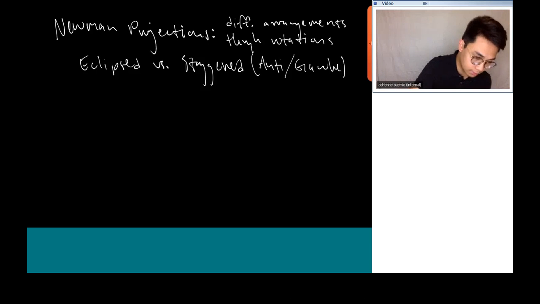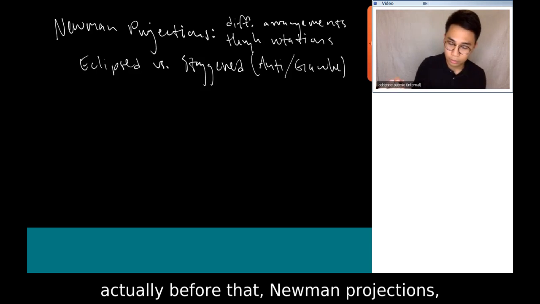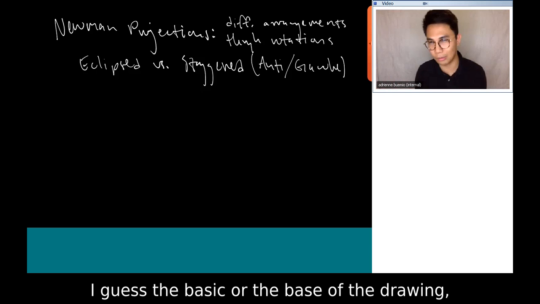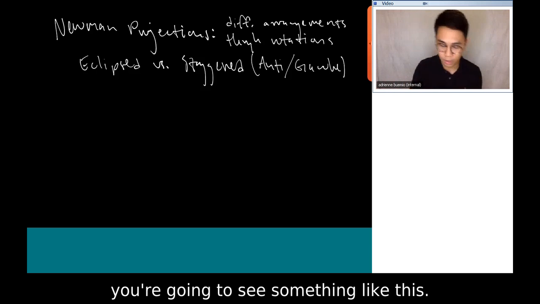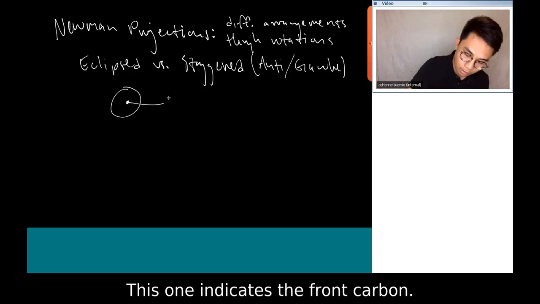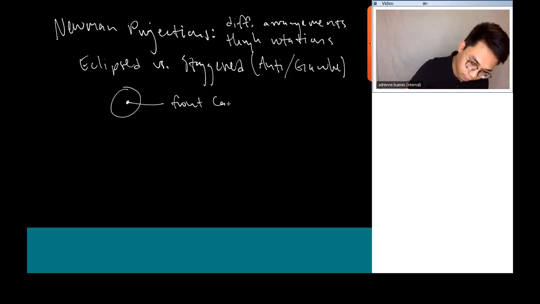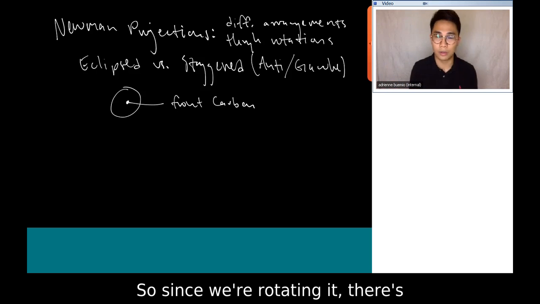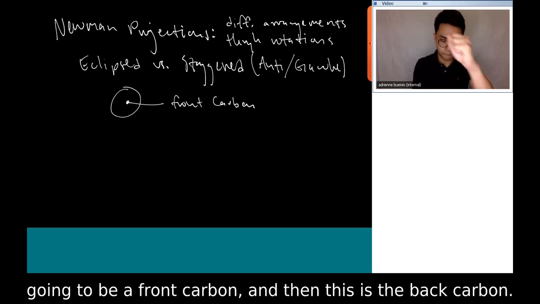We're going to come across that. Actually, before that, Newman projections, the base of the drawing, you're going to see something like this, right? This one indicates the front carbon, right? So since we're rotating it, there's going to be a front carbon, and then this is the back carbon.